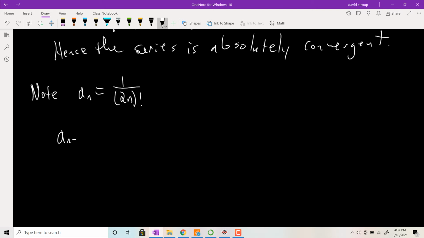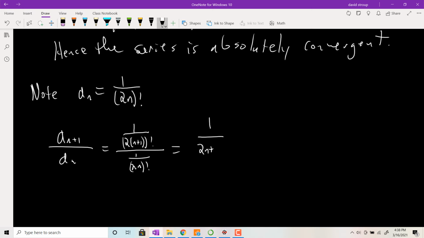So a sub n plus 1 all over a sub n would equal 1 all over 2 times n plus 1 factorial, all over 1 all over 2n factorial. Okay? This would be 1 all over 2n plus 2 factorial times the reciprocal of the denominator, which is 2n factorial over 1. Okay. So what is that then?